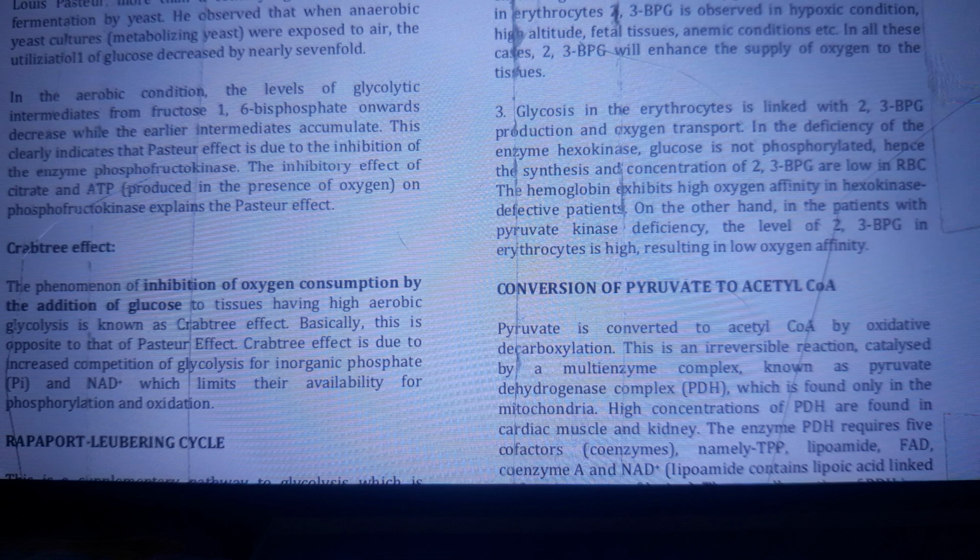In the aerobic condition, the levels of glycolytic intermediates from fructose 1,6-bisphosphate onwards decrease, while the earlier intermediates accumulate. This clearly indicates that the Pasteur effect is due to the inhibition of the enzyme phosphofructokinase. The inhibitory effect of citrate and ATP, produced in the presence of oxygen, on phosphofructokinase explains the Pasteur effect.